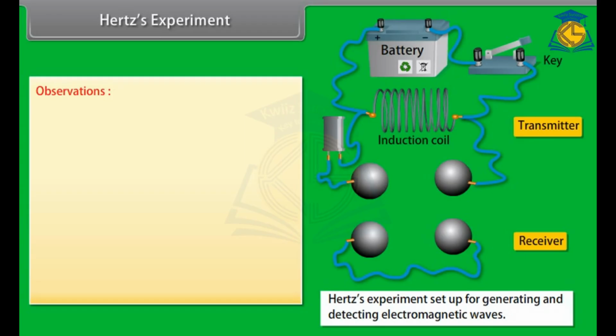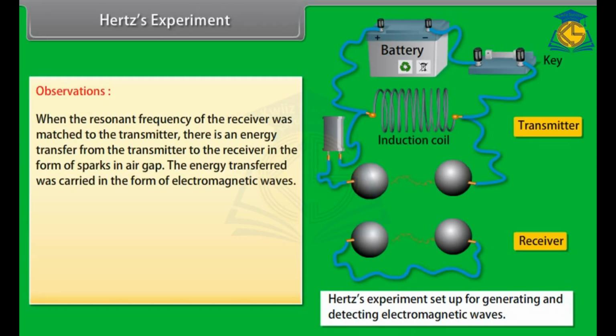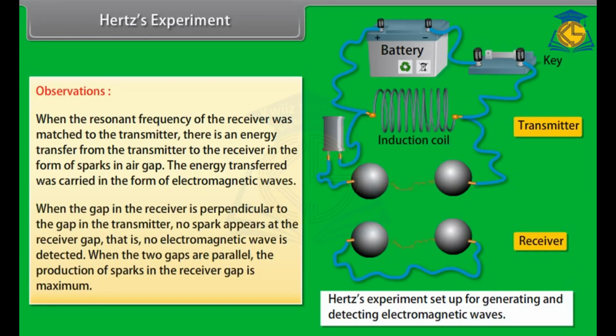Observations. When the resonant frequency of the receiver was matched to the transmitter, there was an energy transfer from the transmitter to the receiver in the form of sparks in the air gap. The energy transferred was carried in the form of electromagnetic waves. When the gap in the receiver is perpendicular to the gap in the transmitter, no spark appears at the receiver gap, that is, no electromagnetic wave is detected. When the two gaps are parallel, the production of sparks in the receiver gap is maximum.